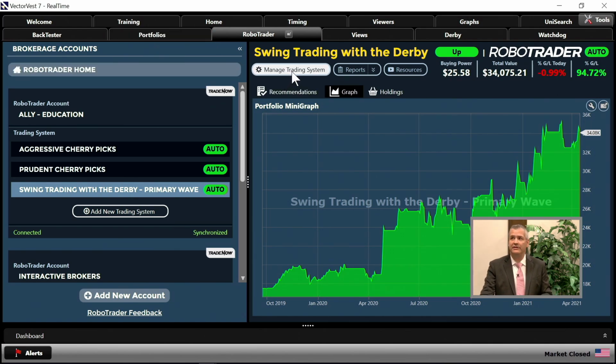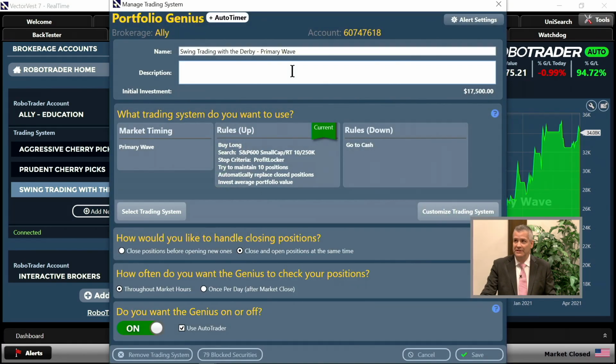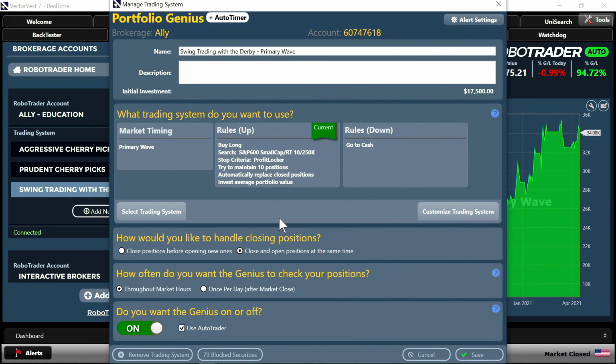So here in RoboTrader, if I go up to the top, I want to show you the system. Remember we said our timing model is Primary Wave, so you can plug that in. Whenever a timing signal generates, this tool will tell you that it's happened. It'll tell you, hey, tomorrow you need to buy these 10 stocks, or, hey, tomorrow we're going to close these 10 out, just based on timing alone.